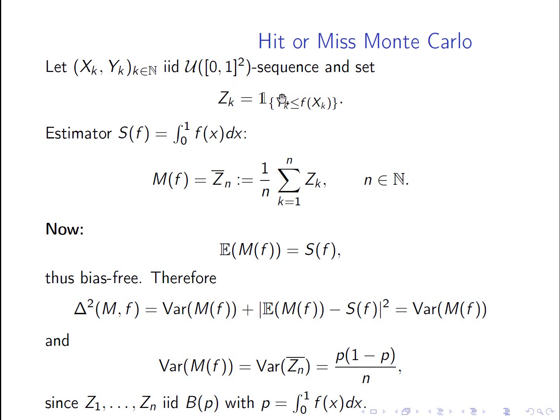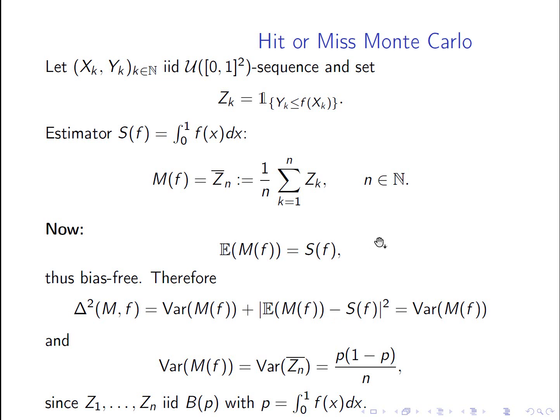So the expectation of Z_k is the quantity we want to compute, namely S of f. And then we are doing just the same as in classical Monte Carlo. We take n IID copies of Z_k, and we average everything. And for these n IID copies of Z_k, we need IID copies of X_k and Y_k. And because Z_k has the right expectation, our method is bias-free. And so the mean squared error is just the variance. So the bias term is again 0 and can be dropped.